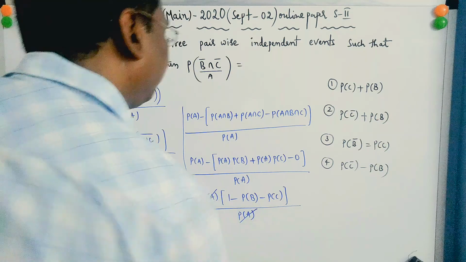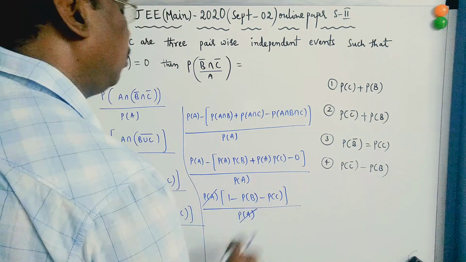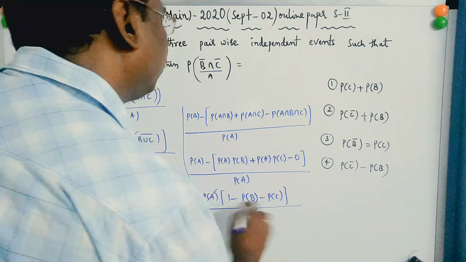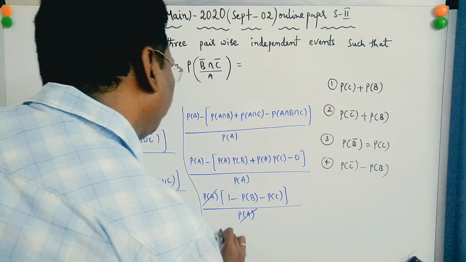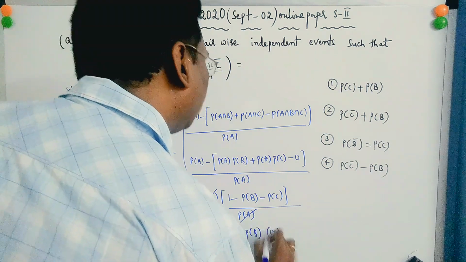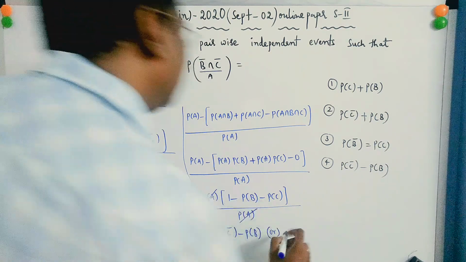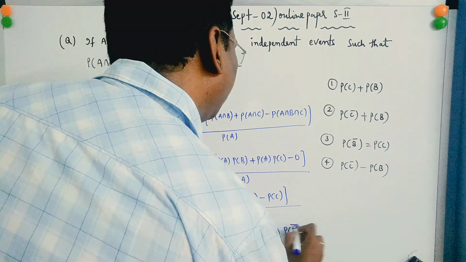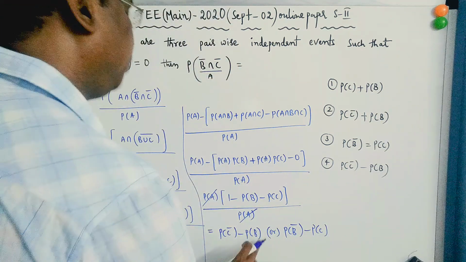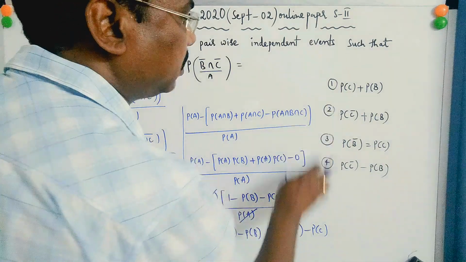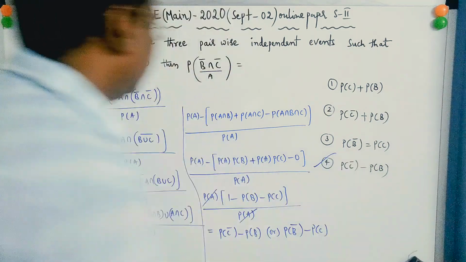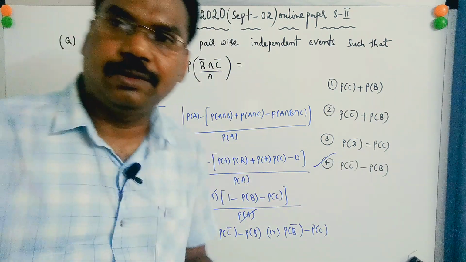Okay, P of A cancels. 1 minus P of B minus P of C. 1 minus P of C means P of C bar minus P of B, or 1 minus P of B means P of B bar minus P of C. Now here P of B bar minus P of C is not there, P of C bar minus P of B is there. Option 4 is the correct one.